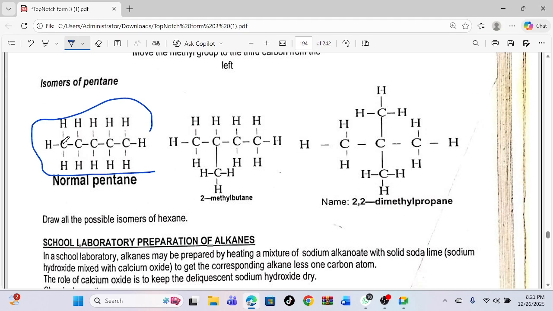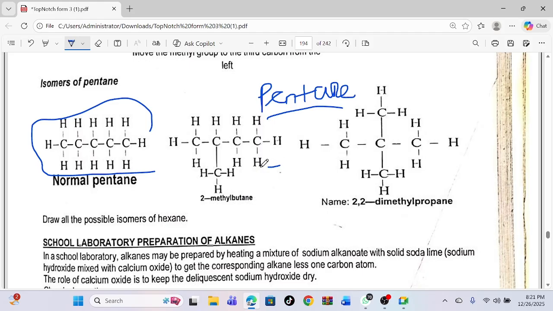Let's do this. If I want to name this, it will be 1, 2, 3, 4, 5, so it will be pent. Then I will look at the bond. All of them are single bonds. If they are single bonds, I will say pentane. I will add ane, because I said that in alkanes we add the suffix ane, in alkenes ene, in alkynes yne. So it will be pentane. There is no other branch.